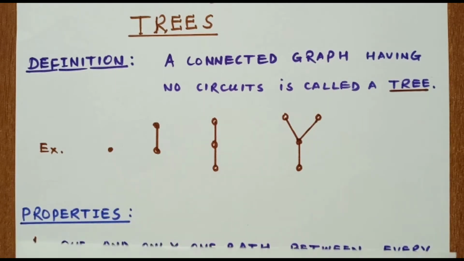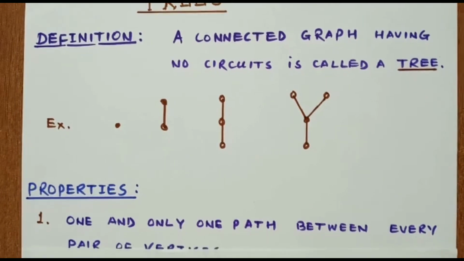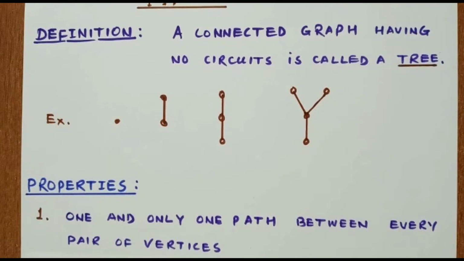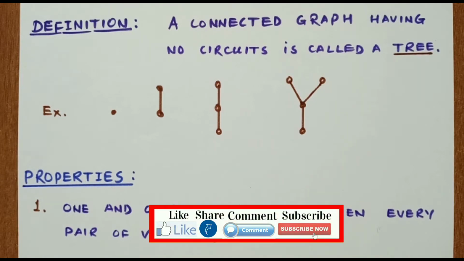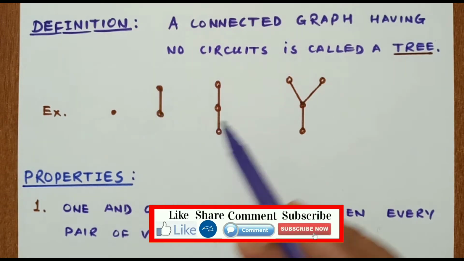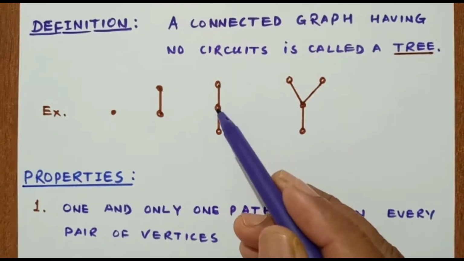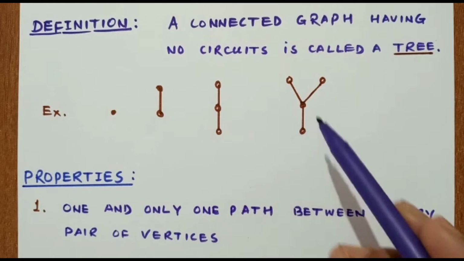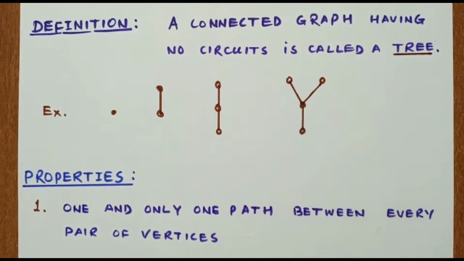So the first property is one and only one path between every pair of vertices. Like for this tree, one path. There are three vertices, so between any two vertices, one and only one path. Here, between any two vertices, one and only one path.